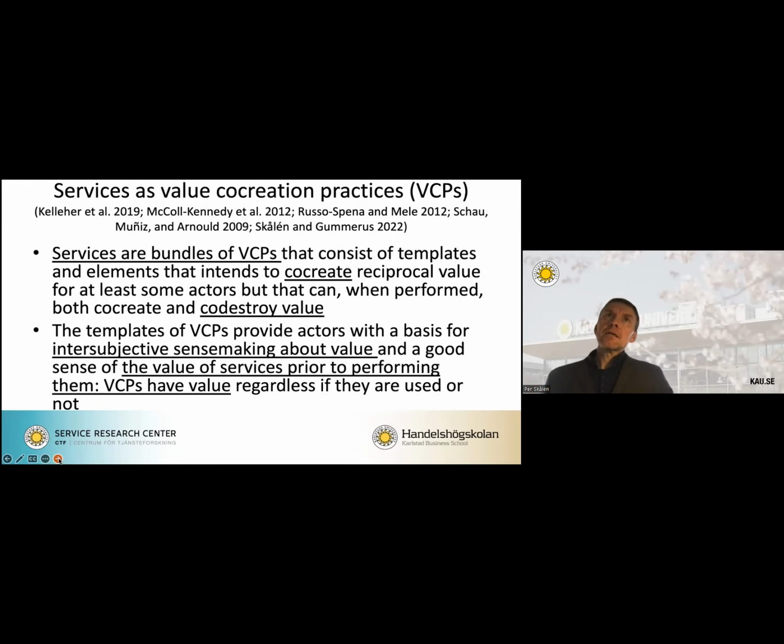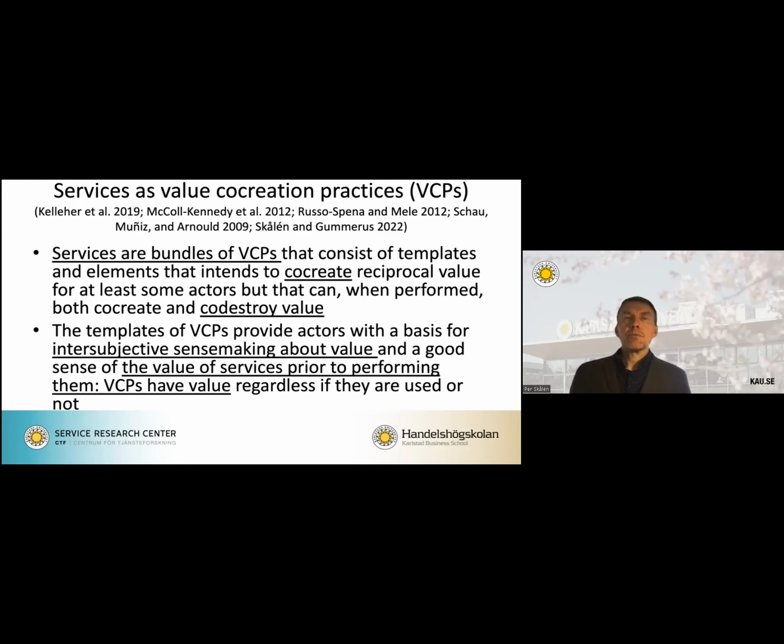So based on this conceptualization, and on my readings of service research, some references of which you can see here, I define services as bundles of value co-creation practices that consist of templates and elements, that intend to co-create reciprocal value for at least some actors, but that can, when performed, both co-create and co-destroy value. So what I try to do with this is to conceptualize services as offerings, by saying that they are bundles of value co-creation practices. My argument is that I have found a theoretical language for defining services as activities by using practice theory.